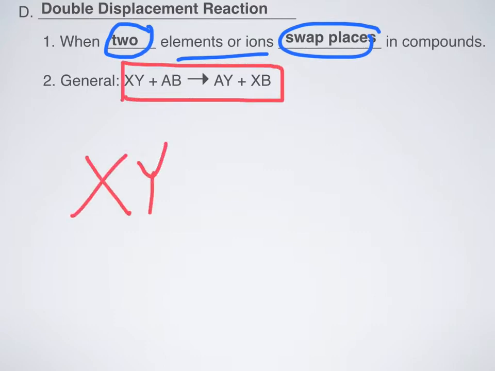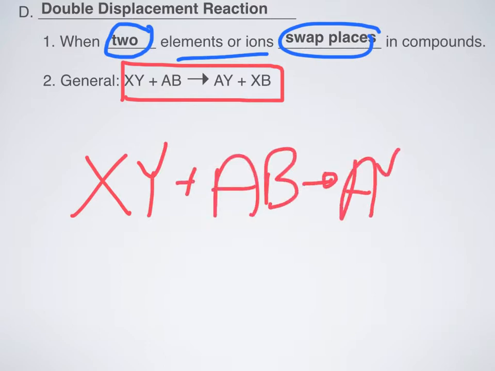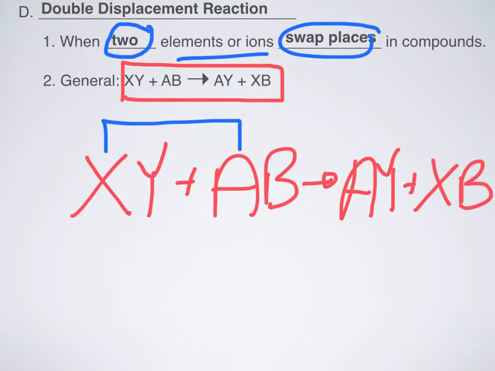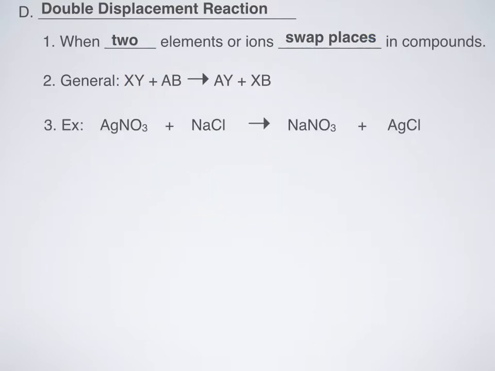So I'm going to rewrite that. XY plus AB yields AY and XB. As you can see, I have X and A, which are switching spots, and then I have B and Y, which are switching spots. So I actually do end up with a swapping of two different ions in that situation. I decided to give two examples of how double displacement reactions work because it might be easier to see it if you have two real good examples.